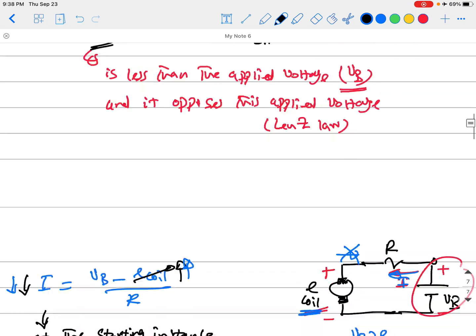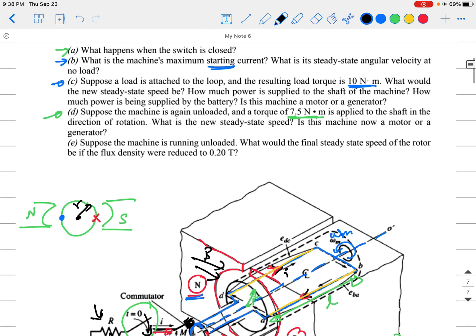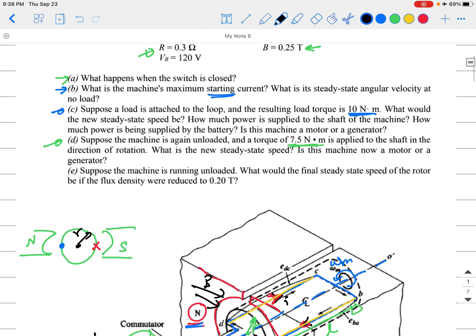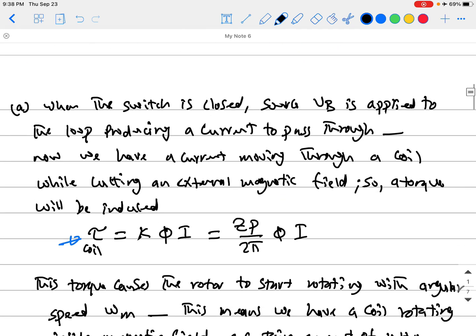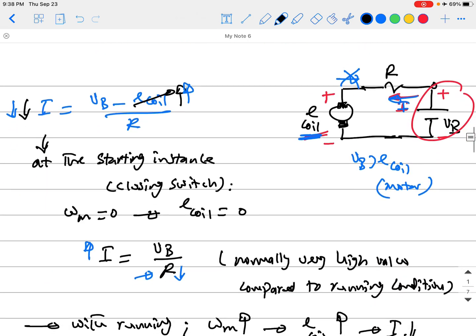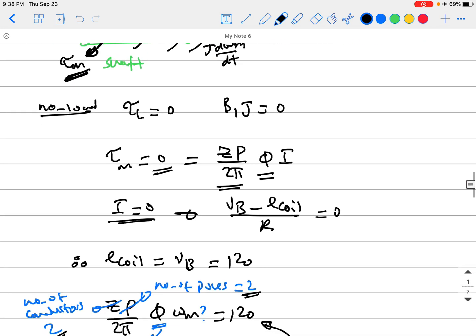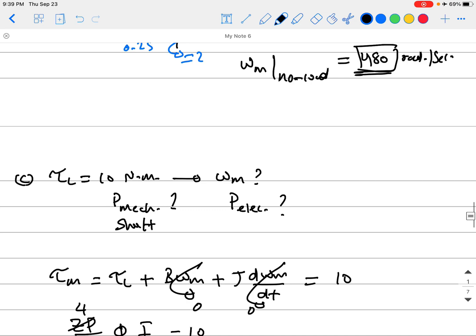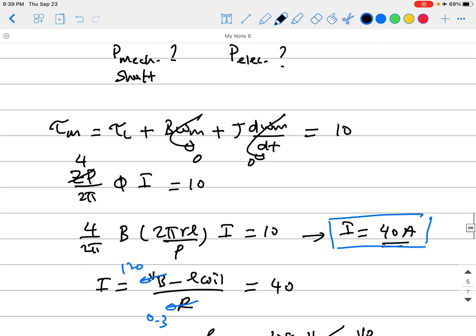We still have one given thing at the end. He's changing the value of the flux density and asking you what to do. It's easy, we're just using the same equation to do it. I will just upload the answer for this one. It's very easy, just straightforward substitution in the equations and you will get the answer.